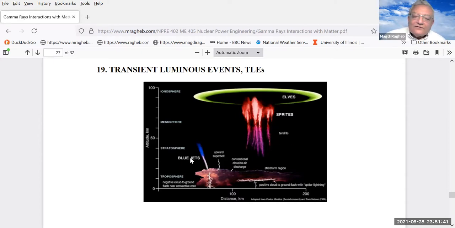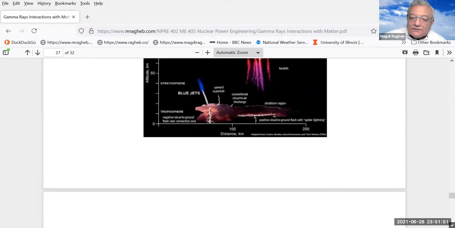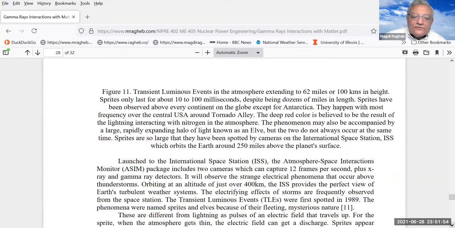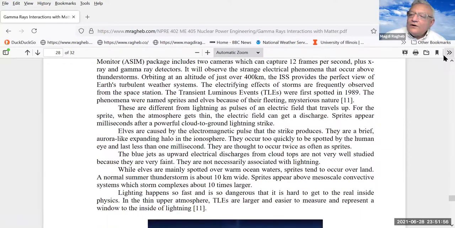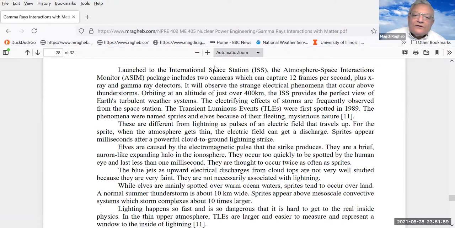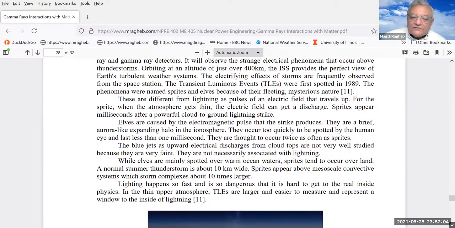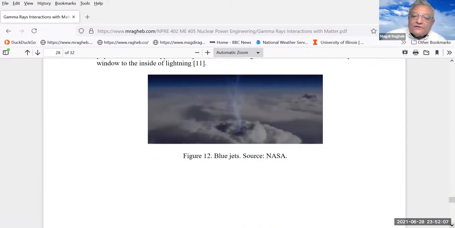Then you get, other than the blue jets, the sprites and the elves, and you get tendrils. And we didn't know about these until two decades or so ago. And so we know about these phenomena basically by observations from the International Space Station. So it's left for inquiries. This is not pie in the sky. This is an actual blue jet. You could see it taken by a satellite by NASA from the top of the cloud formation.